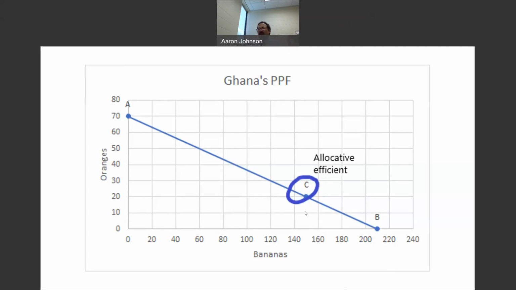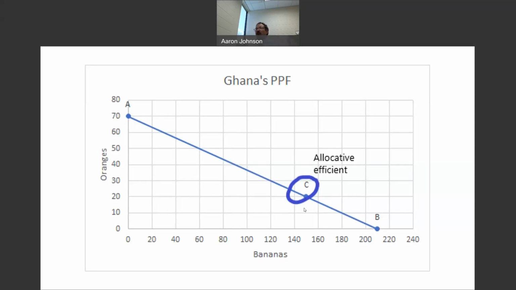Notice here I circled this point C. This is the point that citizens in Ghana would most desire. You would think that they would want a combination of the two goods, and that's why we're picking this. Point C is 20 oranges, and this is in between 140 and 160, so it's 150 bananas and 20 oranges.